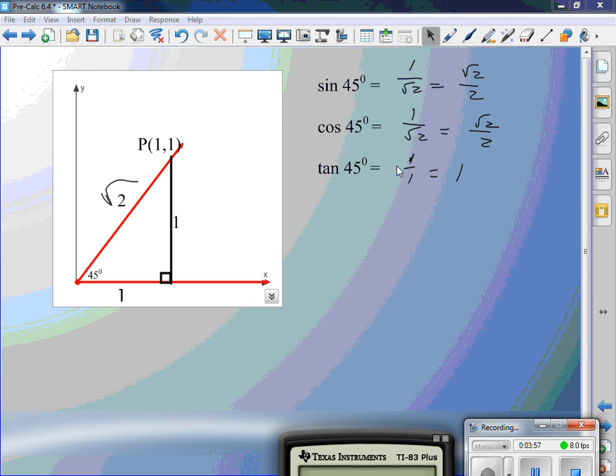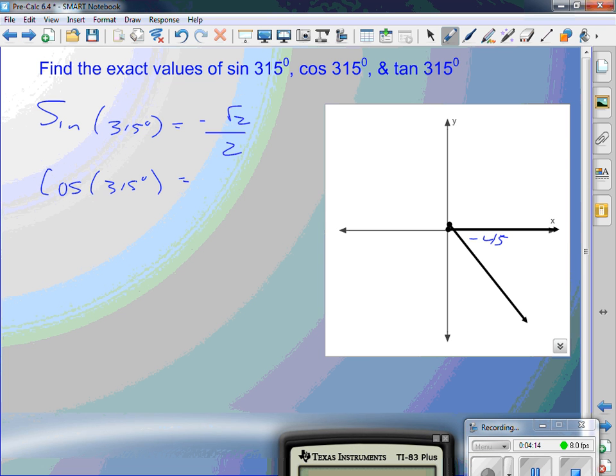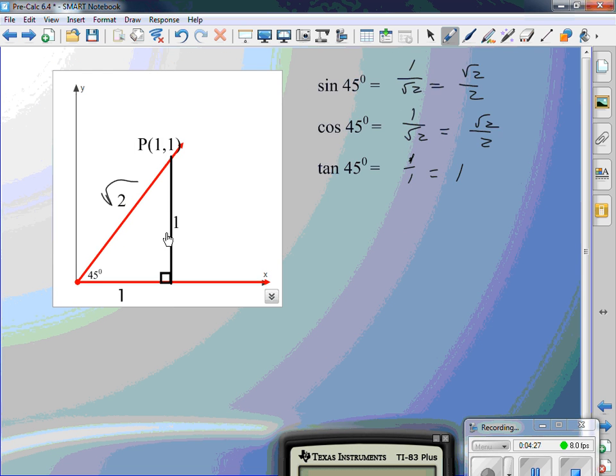What's the sine then of 315? The sine is going to be negative square root of 2 over 2. The cosine of 315 is going to be negative square root of 2 over 2. And the tangent is going to be negative 1.